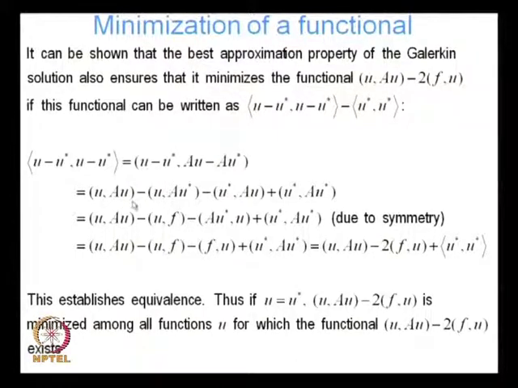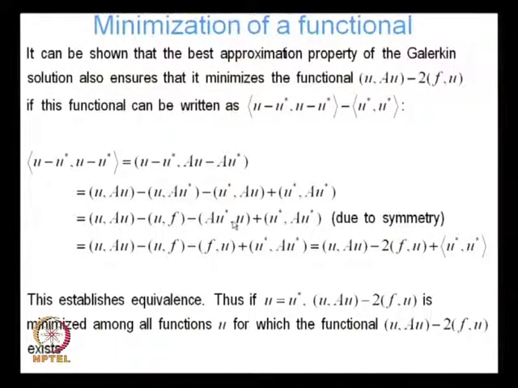This I can write as u comma A u minus u comma A u star minus u star comma A u plus u star comma A u star, taking advantage of linearity, right. This becomes equal to u comma A u minus u comma f, because A u star, remember, is the exact solution. So A u star is equal to f. And then for the next term, I have taken advantage of the fact that my operator is self adjoint, right.